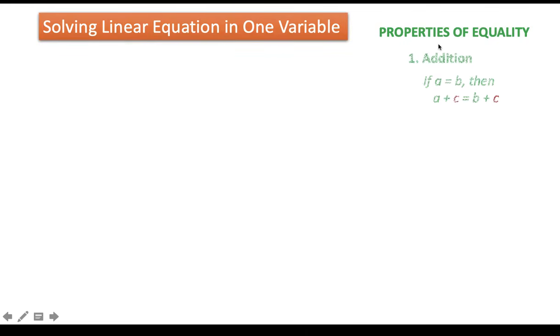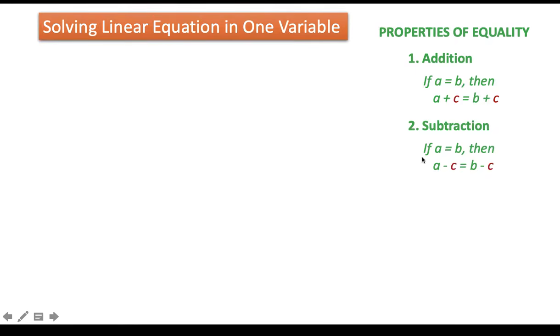In solving linear equations in one variable, we need to be familiar with the properties of equality. One is the addition property of equality. It says that if A is equal to B, then A plus C is equal to B plus C.